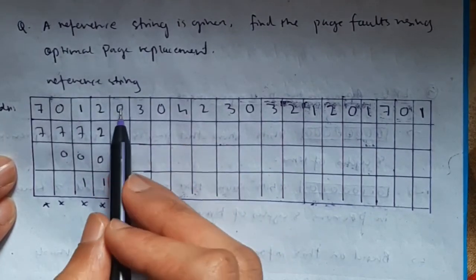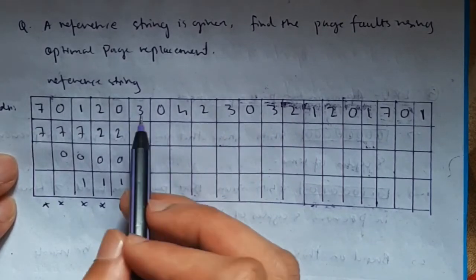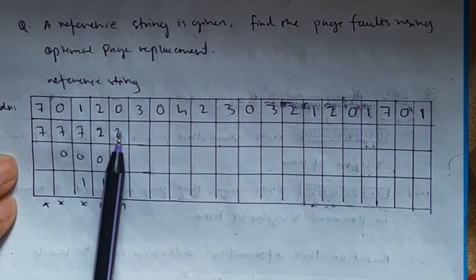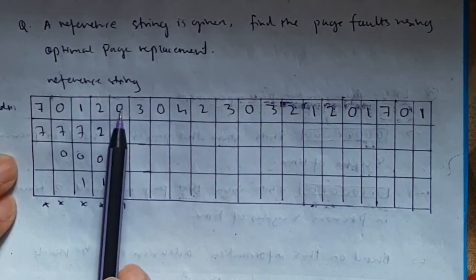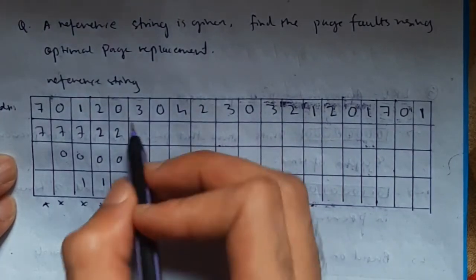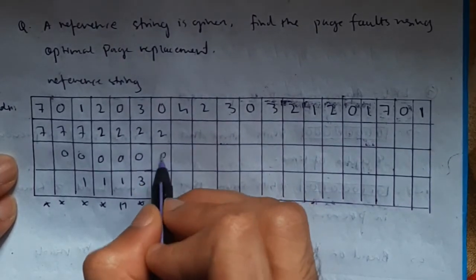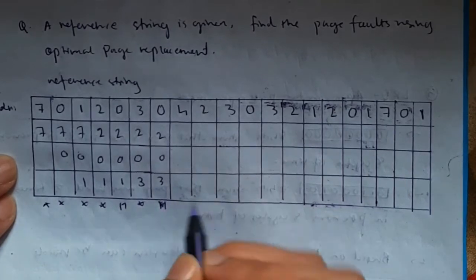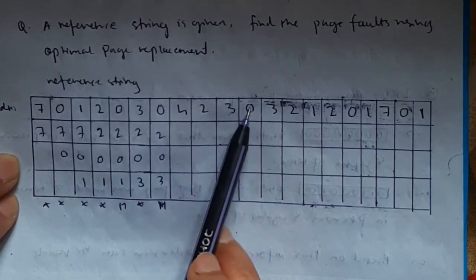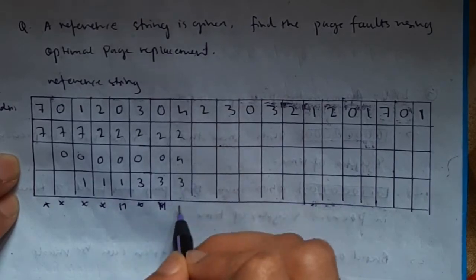2 0 1. Then 0. 0 we already have, so it's a hit. And 3, you have to replace from 2 0 1 with 3. So among 2 0 1, which is repeating at last? 0 is here, 2 is here, 1 is here. So 1 is repeating at last, so I can replace 1 here. So I'll be writing 2 0 3. And 0, 0 is here, so it's a hit. And 4, see, 2 is repeating here, 3 is repeating here, 0 is repeating here. 0 is repeating at last, so I can replace 0 with 4. I filled the remaining values.